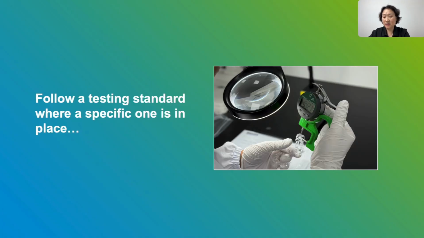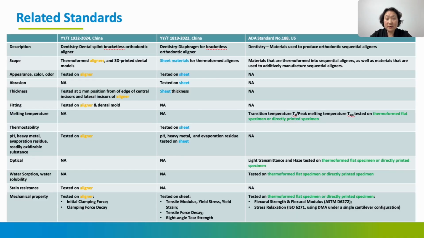Now, let's have a look at what typical properties can be tested and corresponding testing methods. As I mentioned previously, clear aligners are custom-made products. This means every aligner is different. Therefore, testing on an aligner is difficult. The current situation is that there are not many standards specifically on aligners to be followed. This table summarizes 3 testing standards which could be followed or referred to.